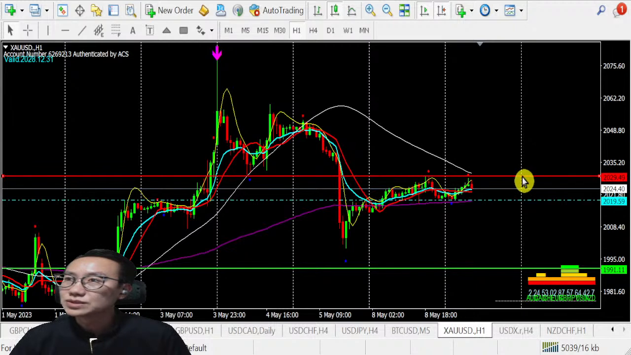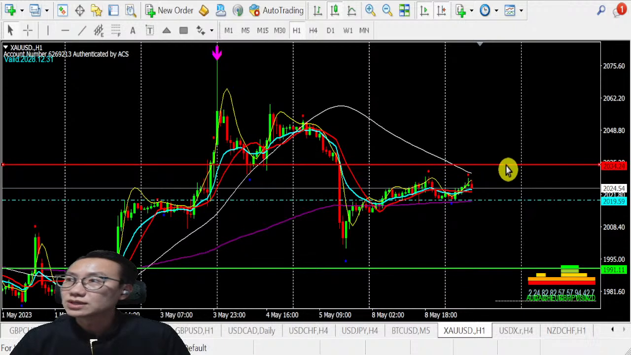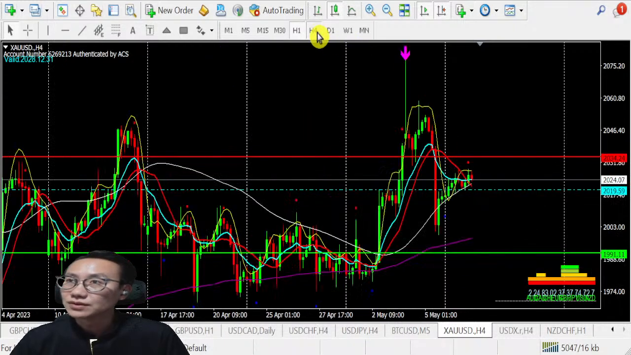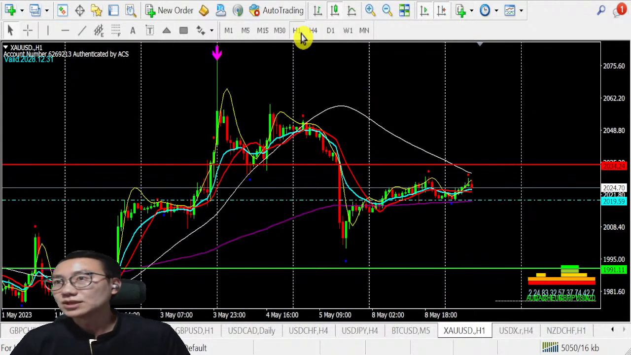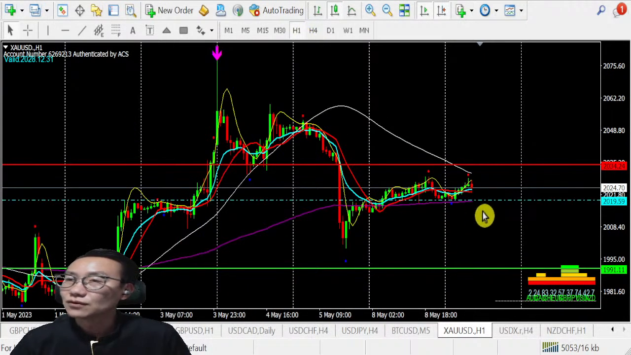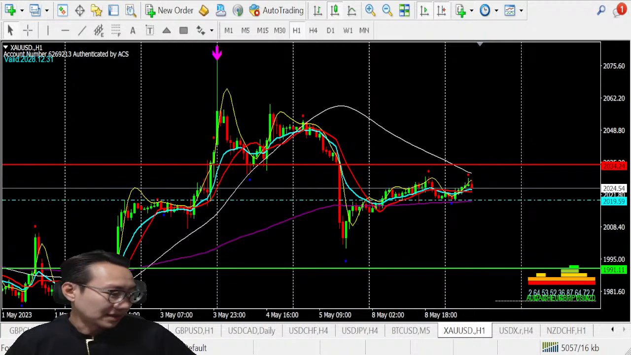So we have this resistance right now. If this resistance at 2029 is able to hold, then I will see a good chance for selling down. If not, it should be looking out to 2034 before it actually starts the selling. 2034, that's for the goal. That's for Josh and Dipsy.